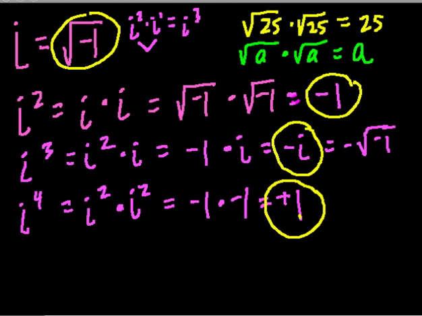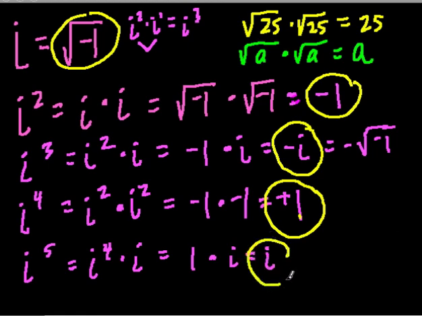We can keep going with this, but I think we might see a pattern. So i to the fifth, what's that? Well, i to the fifth is like i to the fourth times i. So it's just 1 times i, and that's equal to i. Look at that. Already we came back to our first number, which is just i. So we had i equals the square root of -1, and now we're back to that.